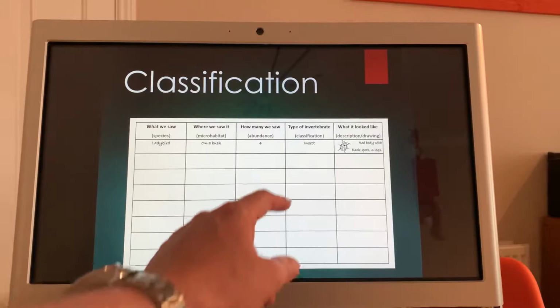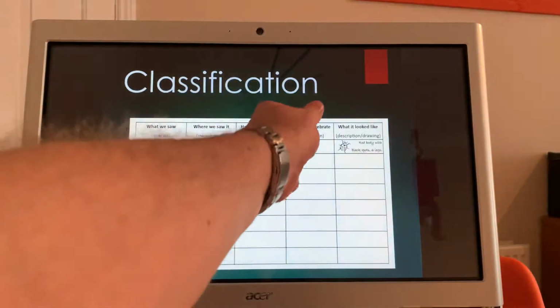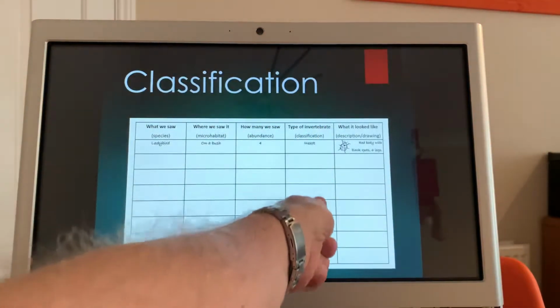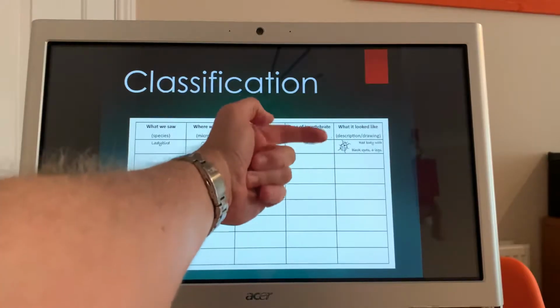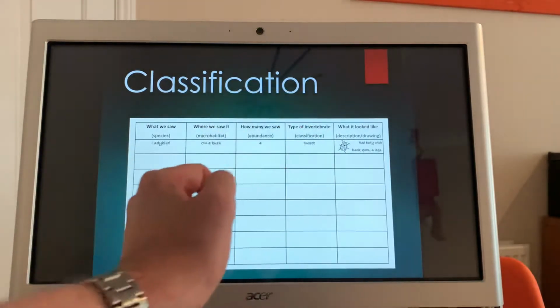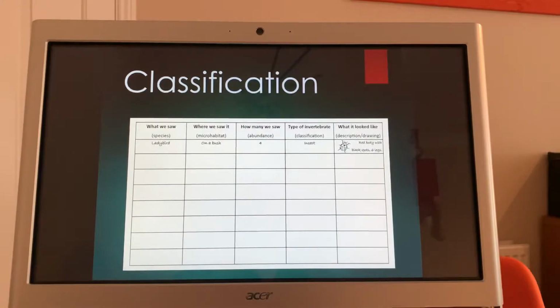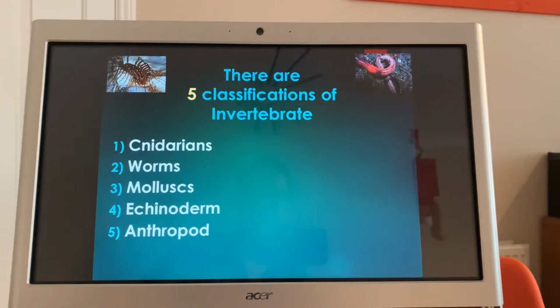Now, as I said, classification. So this is the column we're focusing on today, the type of invertebrate or classification. We can see one type is called insect. But what about the others? There are 5 classifications of invertebrate.